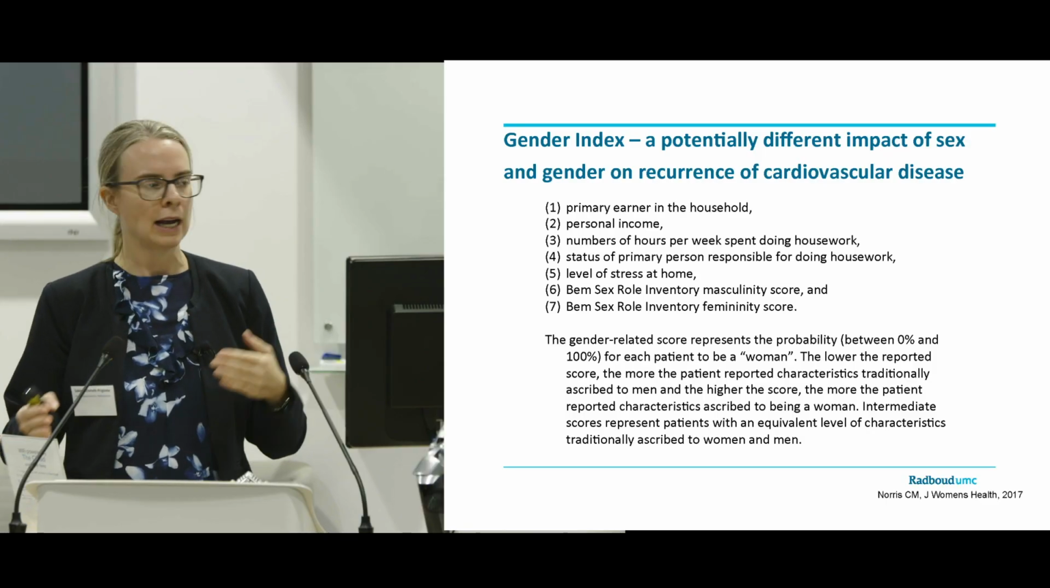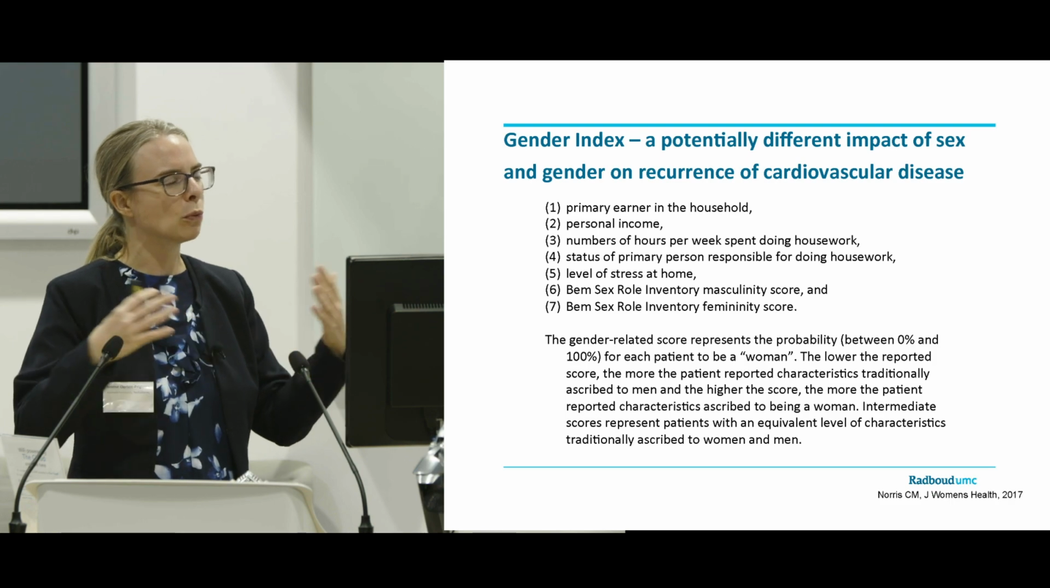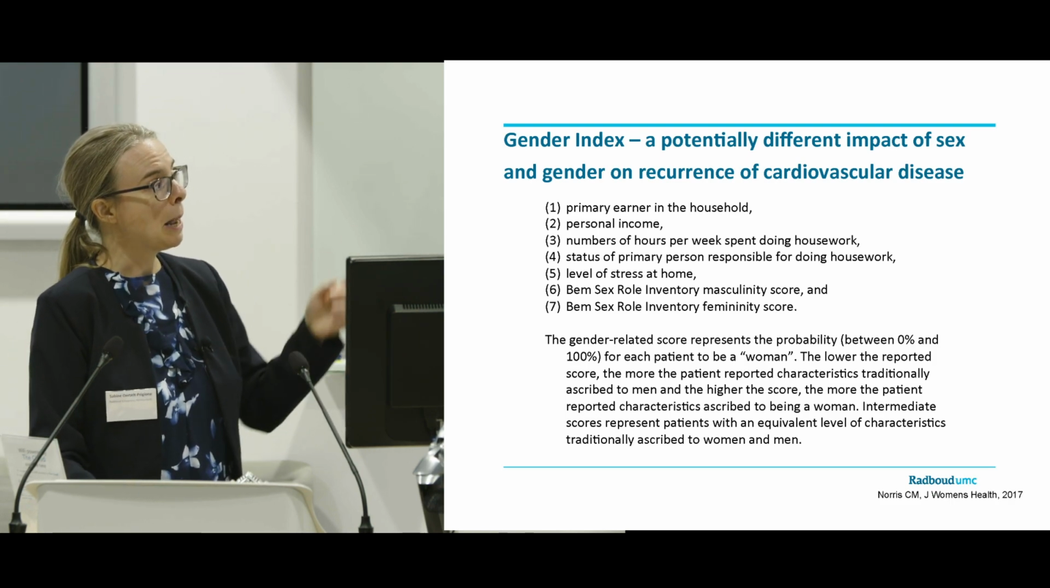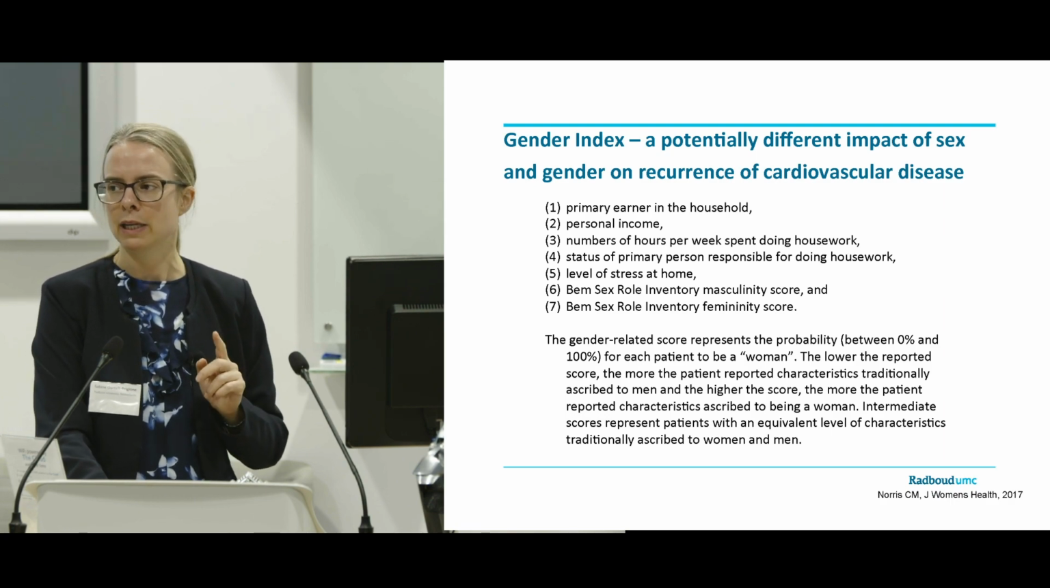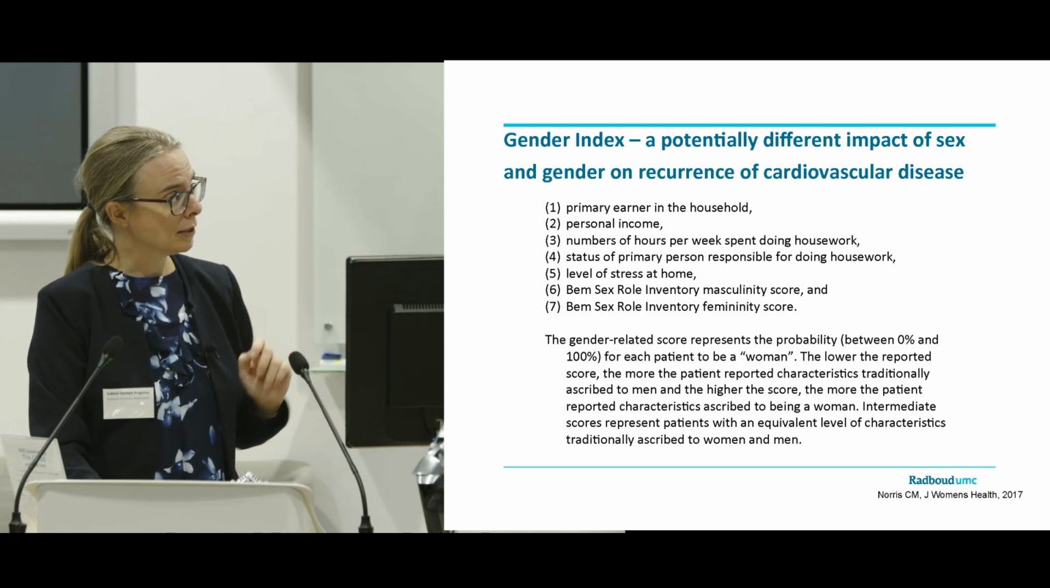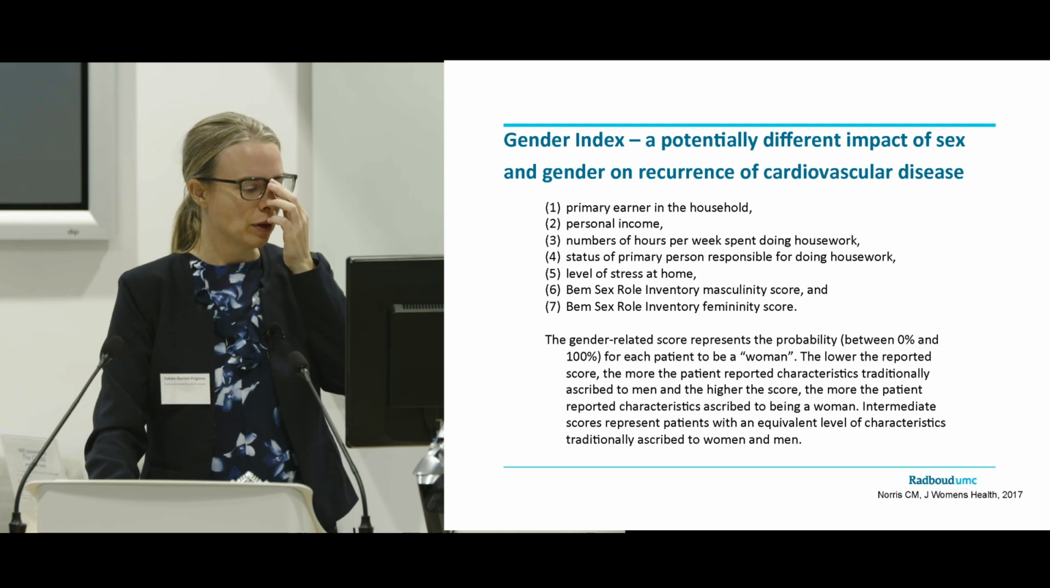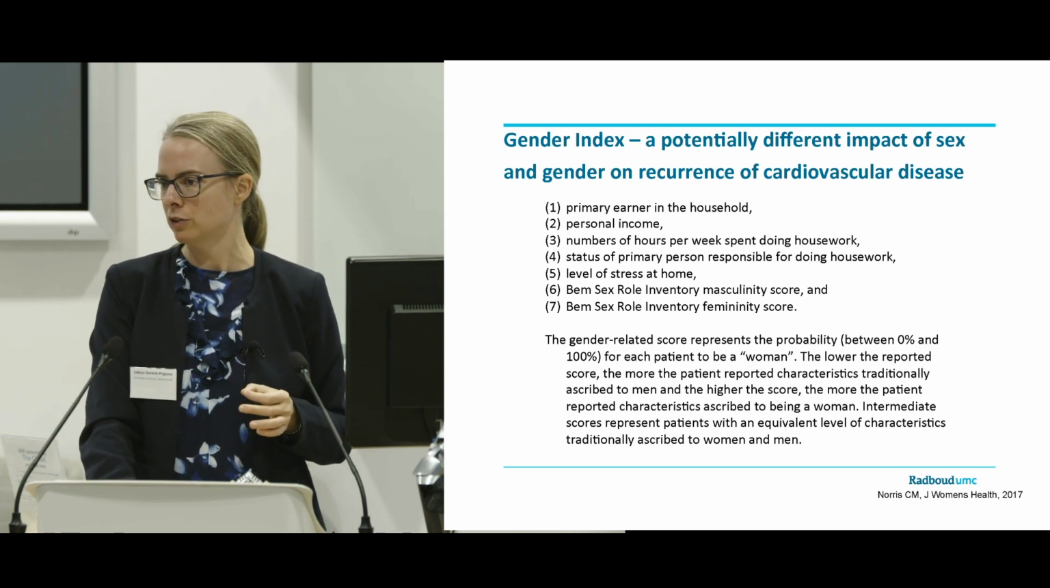And all these factors together prompted them to develop a score which assigns a probability between 0 and 100% to be women. So 0 is 100% men, and 100% is 100% women. Why am I saying this? It has a lot of aspects that should be developed further. It has some criticism because it still works with a sort of binary concept, but it showed us that just looking at sex differences might not be enough, because this index has been used to predict recurrence of cardiovascular disease.